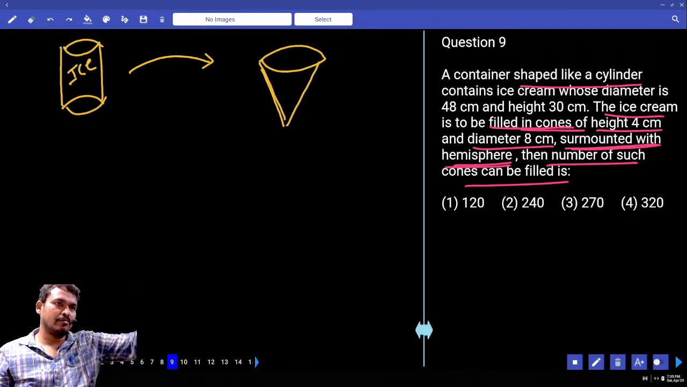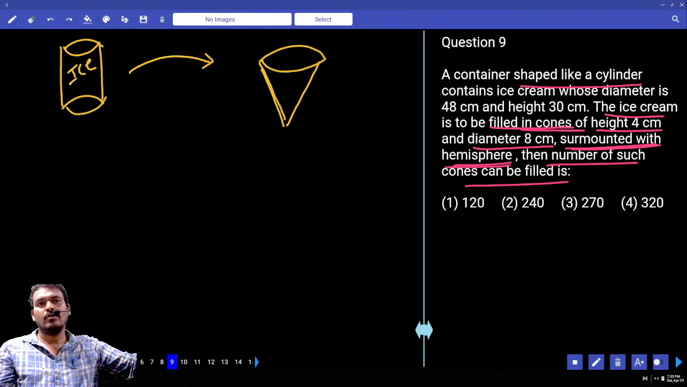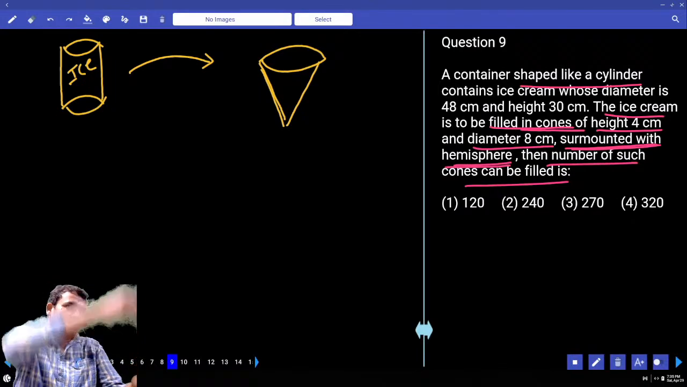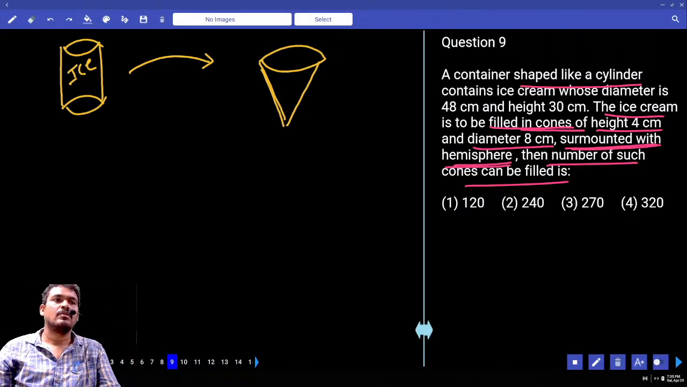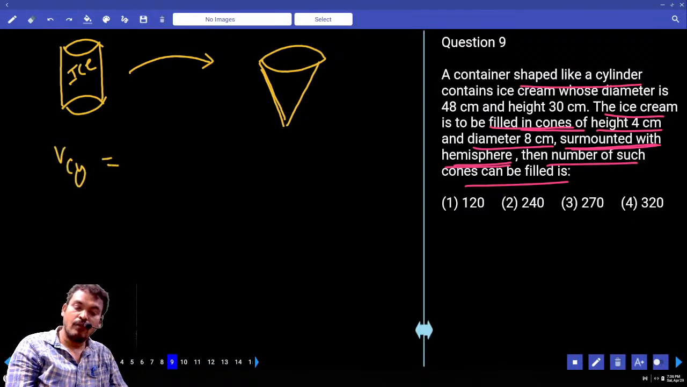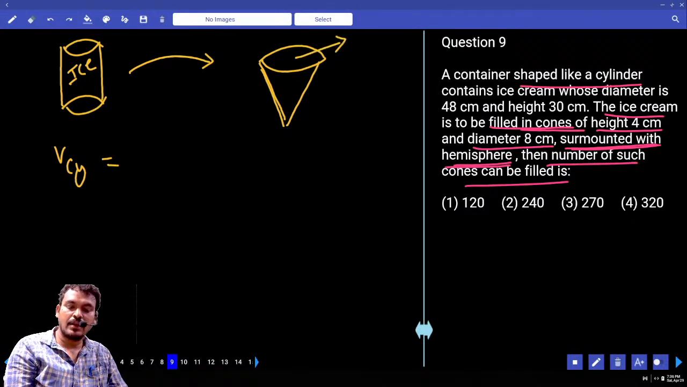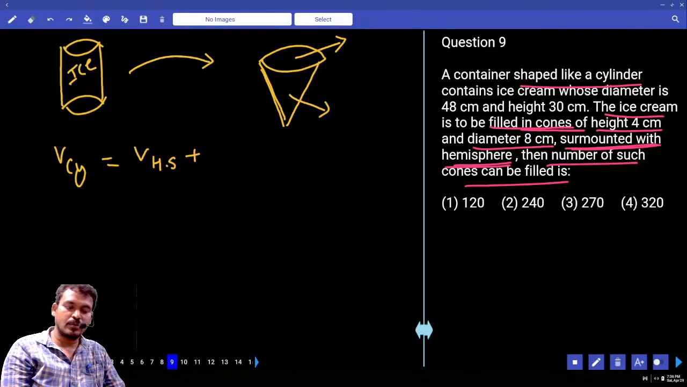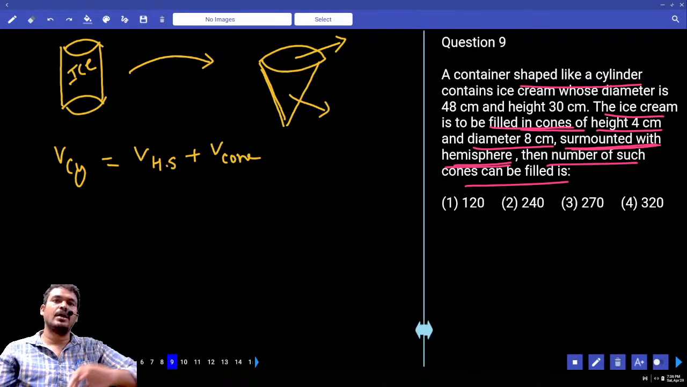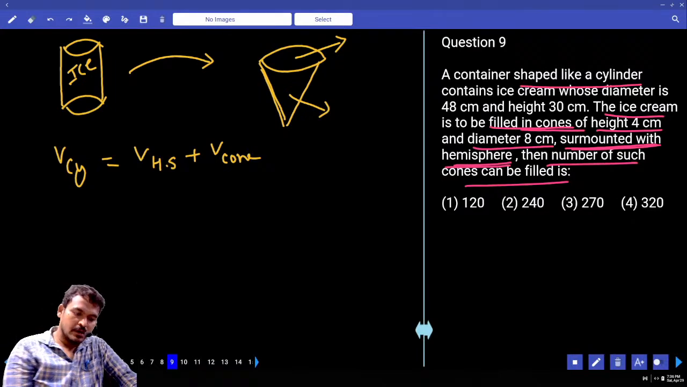So the total content of the cylinder is converted to a number of cones and hemispheres, the ice cream in the bottom part and the upper part also. The total volume of the cylinder is equal to the volume of the upper portion plus the volume of the bottom portion. The volume of the upper portion is the volume of a hemisphere, plus the volume of the bottom portion, which is the volume of a cone. One larger diagram is converted to a number of smaller diagrams.